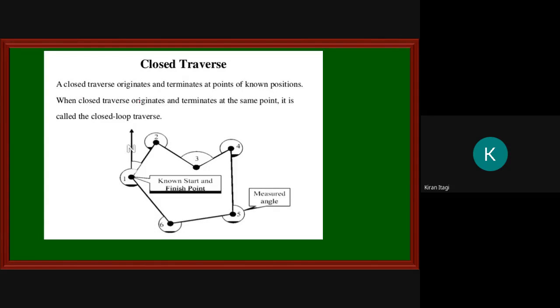Then we have the closed traverse. As I explained, a closed traverse originates and terminates at a point of known position. It means if this is your station A, it will go to station B, station C, station D, E, and again A. The initial and the final stations are the same.